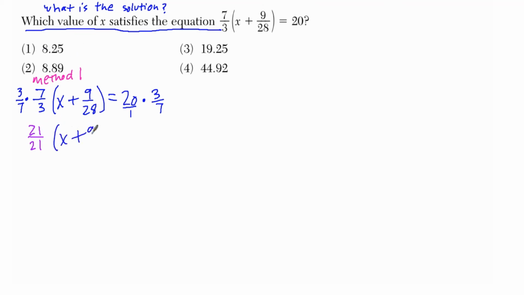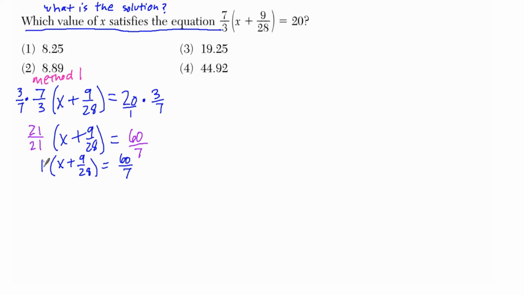And x plus 9/28 is equal to, and then on this side here, we have 20 times 3, which is 60, divided by 1 times 7, which is 7. And this won't simplify, but that's okay. So 21/21 is just 1. x plus 9/28 is equal to 60/7. And we'll leave this because this doesn't do anything.